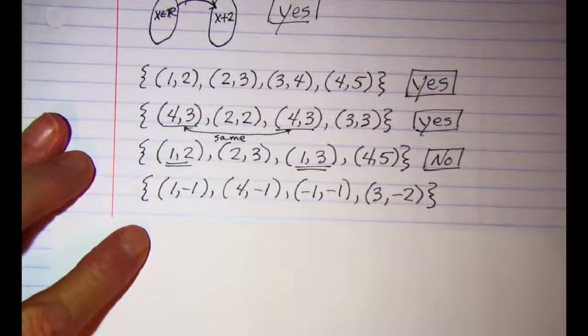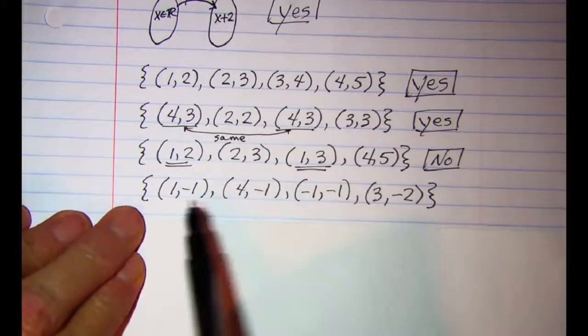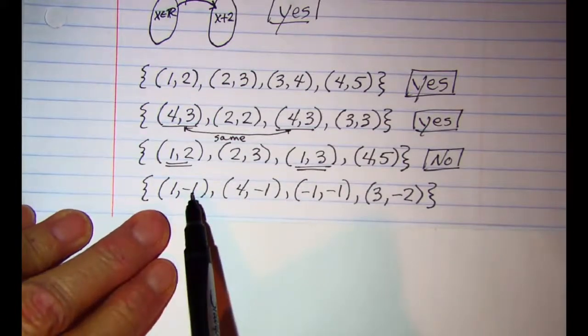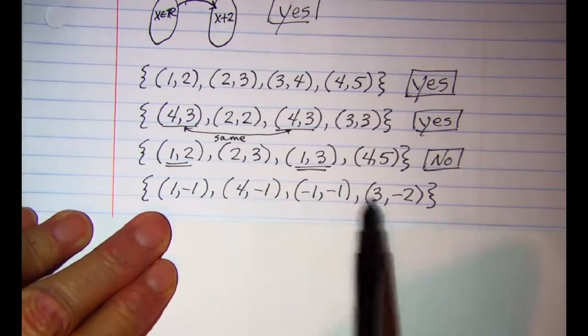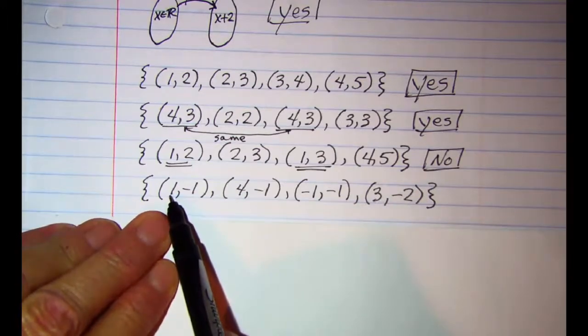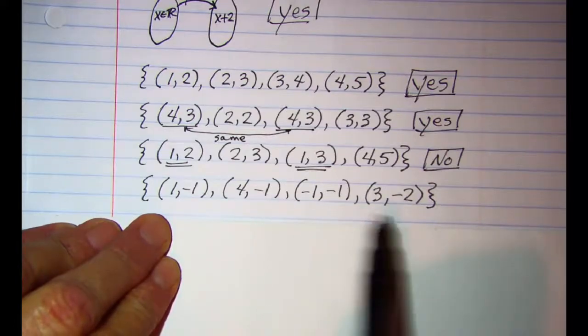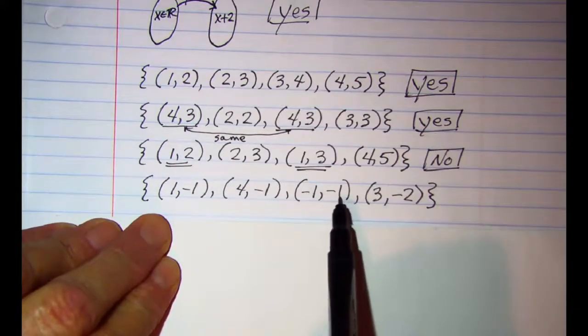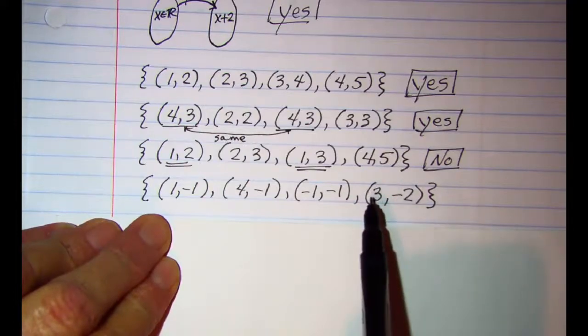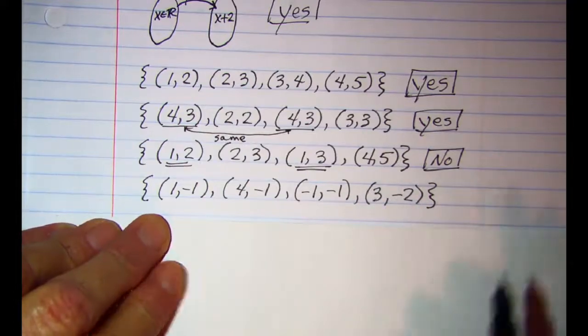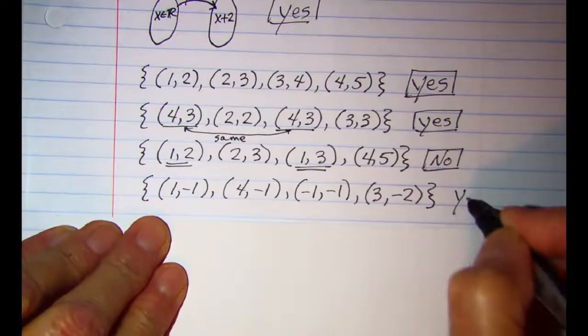And then our last example, we have 1 mapping onto -1, and that's the only time 1 is shown. 4 maps onto -1, -1 maps onto -1, and 3 maps onto -2. So this is a function.